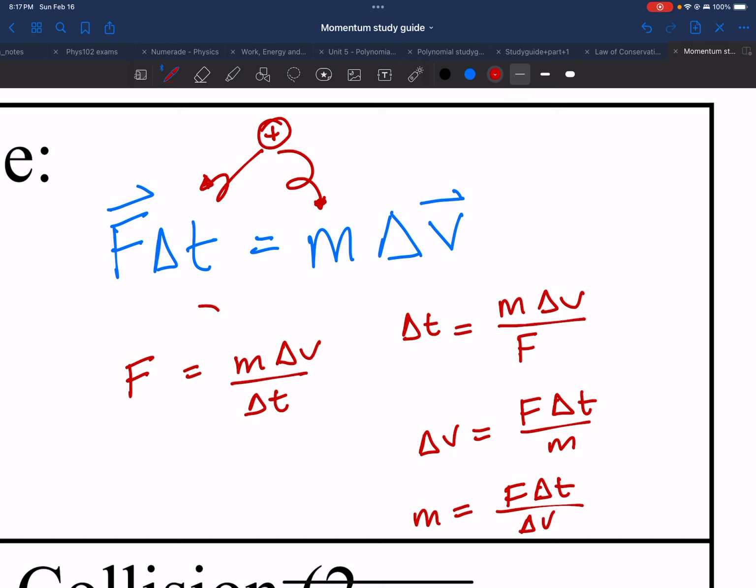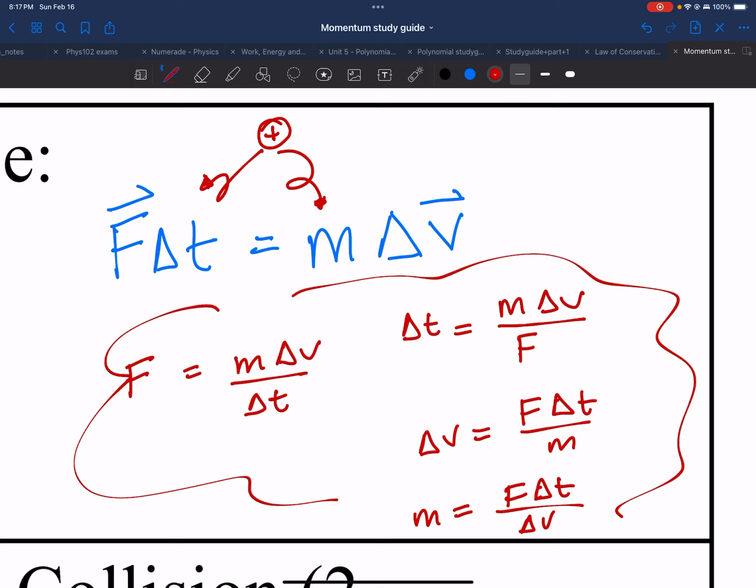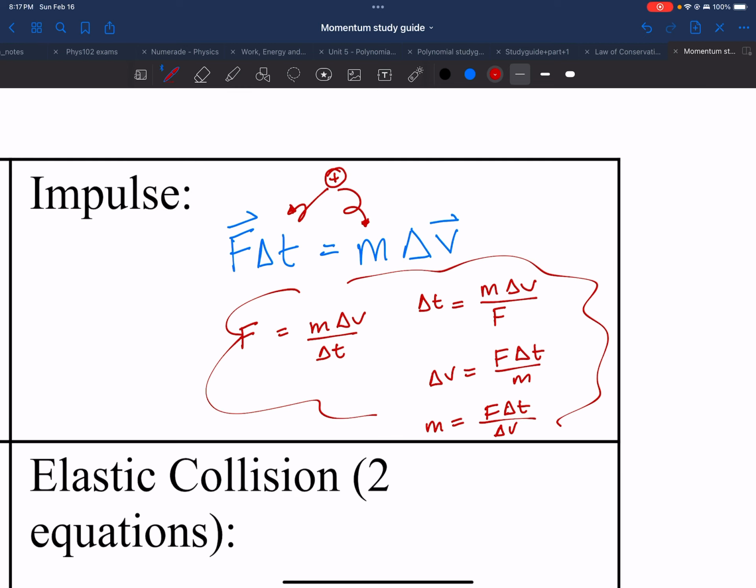Okay, so again, these things are not crazy important, but if you get test anxiety, it's a great way to rewrite them. If you know what you're solving for and you have all your variables listed out, it's a real easy thing to take care of.